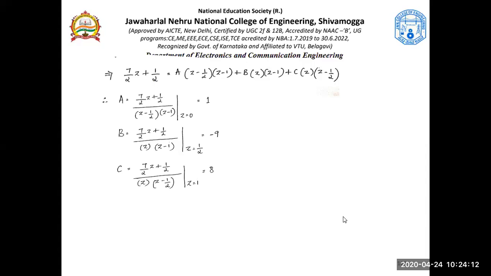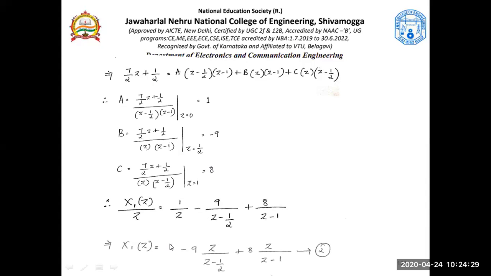Find A, B, C, which I should not be teaching you. So that we have obtained as 1 minus 9, 8. So this is the equation which would help you do that. x1 by z, so it becomes this. So what would x1 of z be? X1 of z be this. This is equation 2. This is x1 of z.